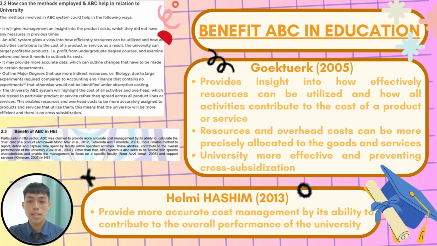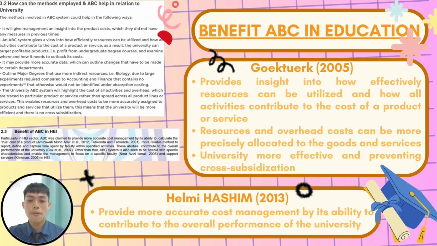Next, the benefits of the ABC system in education. According to Helmi Hashim in 2030, ABC systems provide more accurate cost management through their ability to calculate the true cost of products, and offer a more reliable method to report, define, and capture time spent by faculty on specific activities in higher education institutions. This ability contributes to the overall performance of the university. In addition, the ABC system is viewed as adaptable, enabling management to concentrate on particular faculty and support services in higher education institutions.